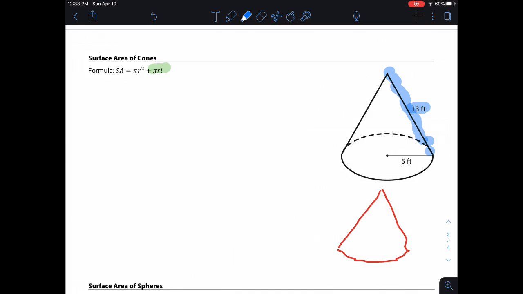So let's go ahead and just work this out. We just need to know two things, really. We need to know the radius, which we have, which is 5 feet. We need to know the slant height, which is 13. Okay, so we can find the surface area. So we're going to say surface area equals pi times 5 squared, plus pi times 5 times 13.